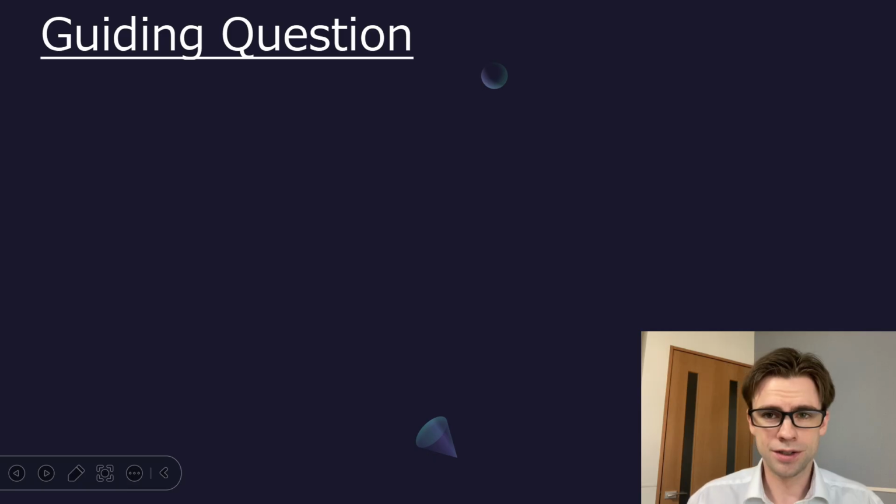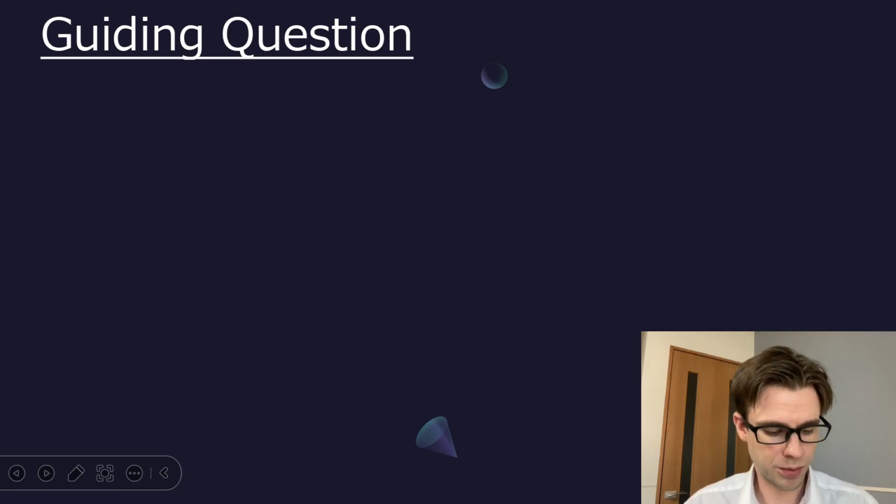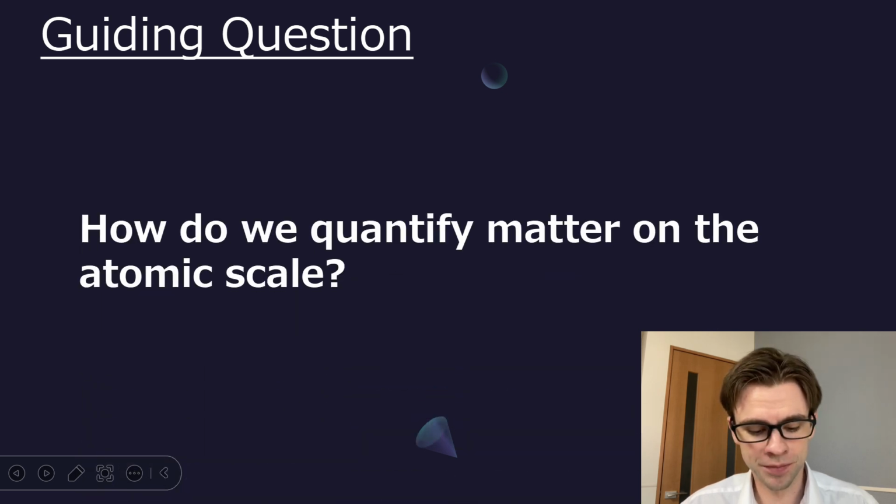So that brings us to the end of section 1.4 of the IB Chemistry SL syllabus. So it's been a couple videos, but we had a guiding question at the beginning of this section. How do we quantify matter on the atomic scale? So hopefully through my videos and through any textbooks or materials you have, you could answer this now.